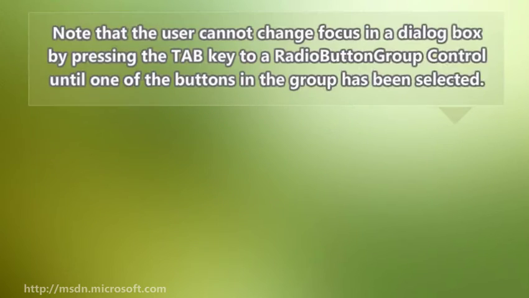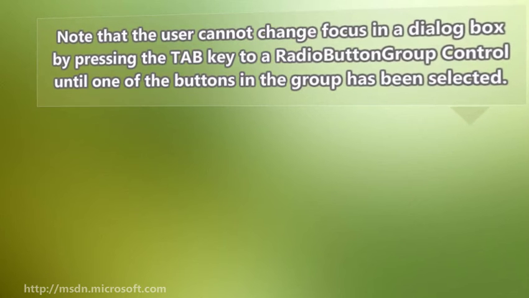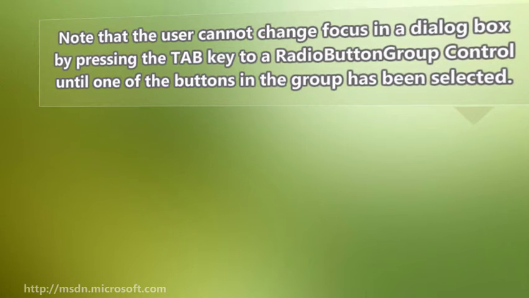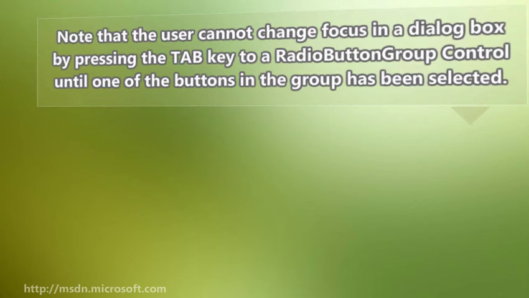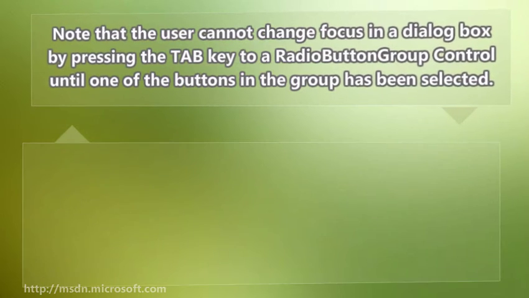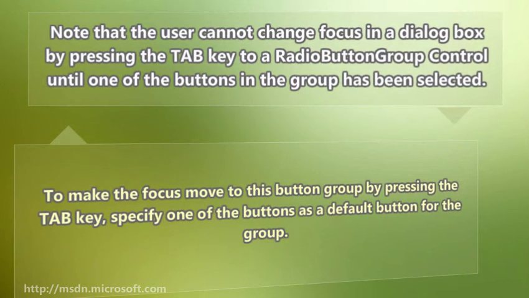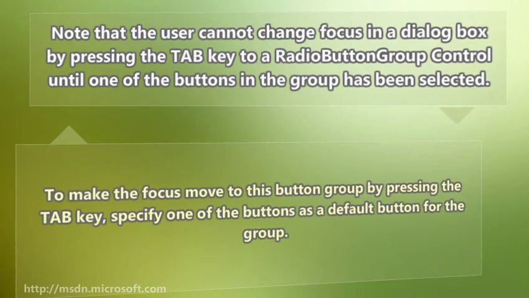Note that the user cannot change focus in the dialog box by pressing the tab key to a radio button group control until one of the buttons in the group has been selected. To make the focus move to this button group by pressing the tab key, specify one of the buttons as a default button for the group.